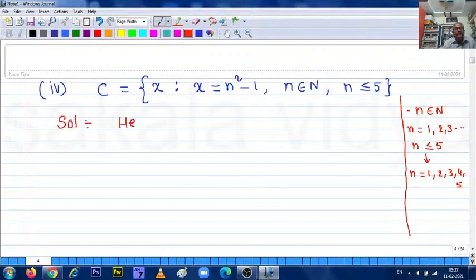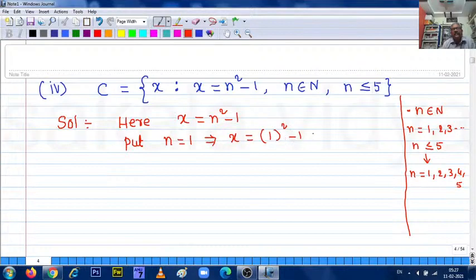So now write down the solution. Here x equals n square minus 1. First put n equal to 1. If you put n equal to 1, what do you get? x equals 1 square minus 1. Don't get confused. 1 square is 1, 1 minus 1 is 0. That is 1 value. Next, take 2. Put n equal to 2. If you put n equal to 2, x becomes 2 square minus 1. So 4 minus 1, that is 3.